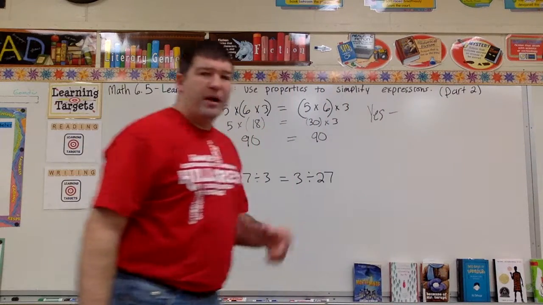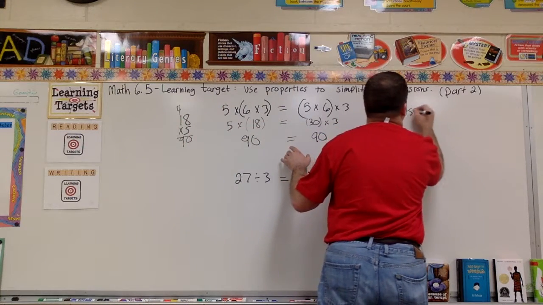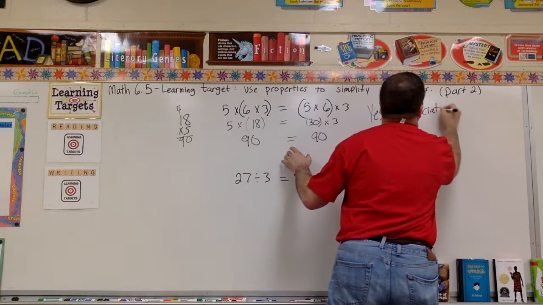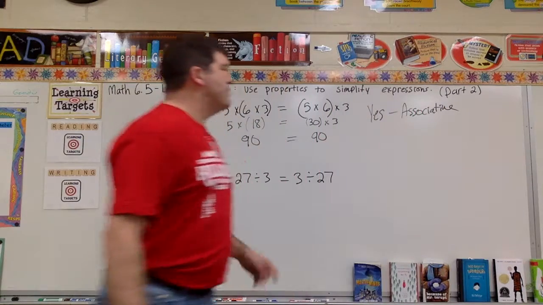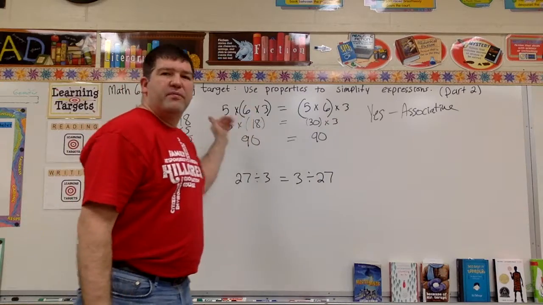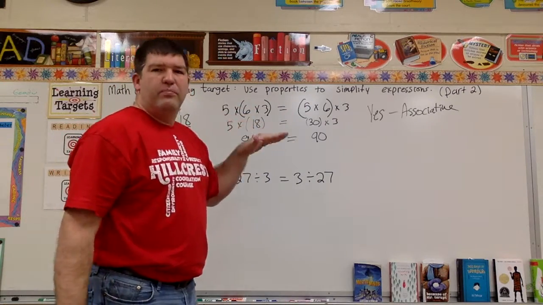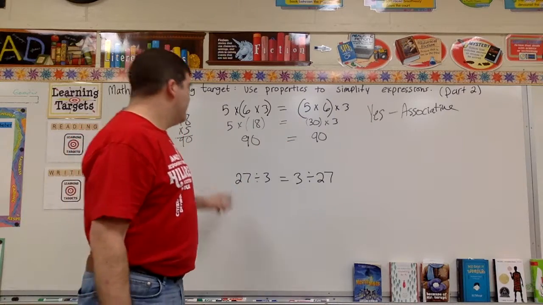And what is the property that tells us it's equal? The associative property. The associative property says, yes, you can group them differently, but if they're in the same order and they're multiplication or addition, they will be equal. Okay? Let's look at this one.